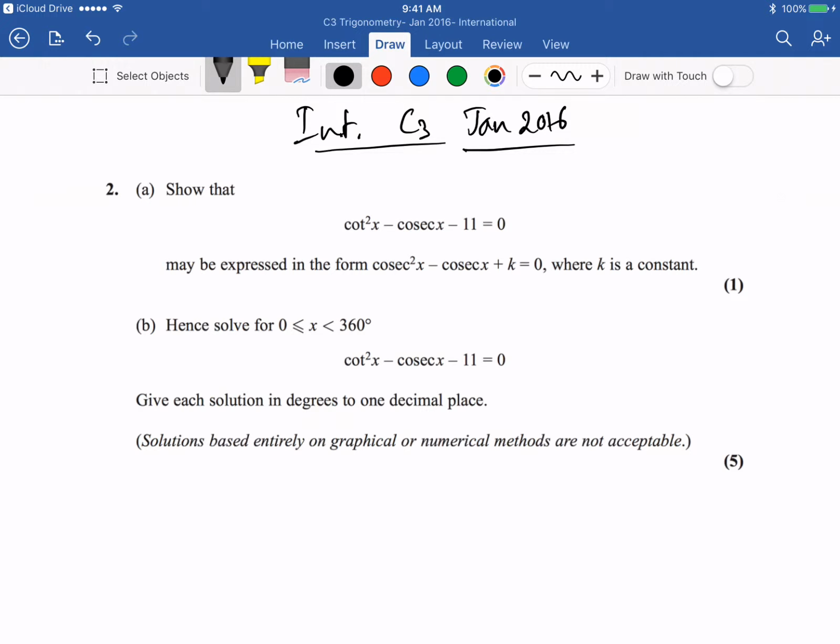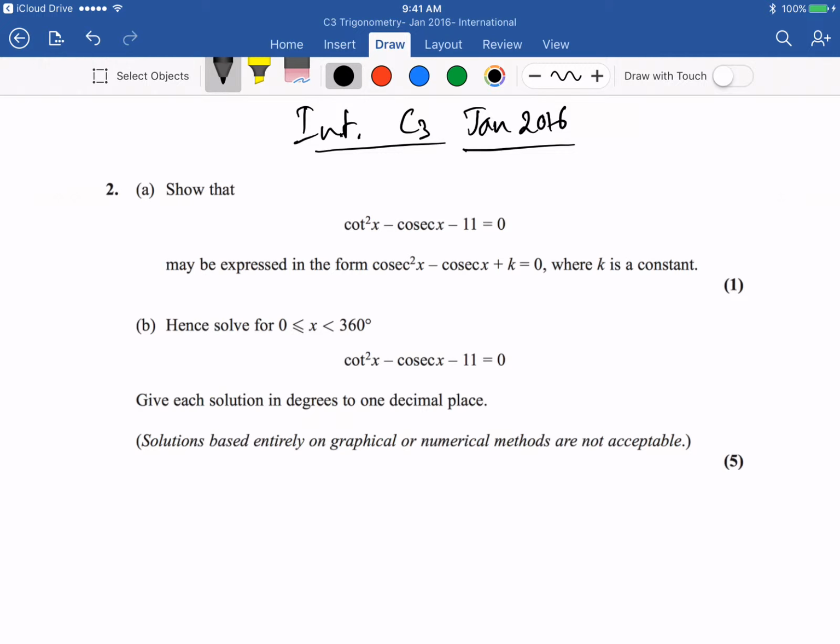Hello guys, this question is taken from the International A-Levels C3 January 2016 paper, and this is a trigonometric question. 6 marks in total. Let's have a go at it.